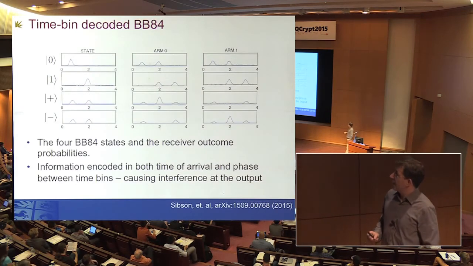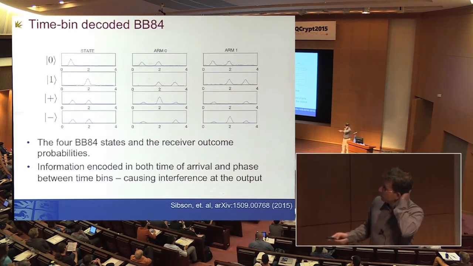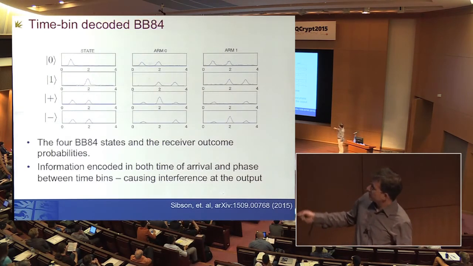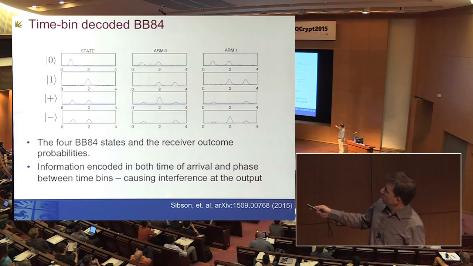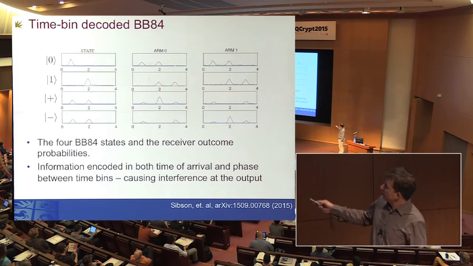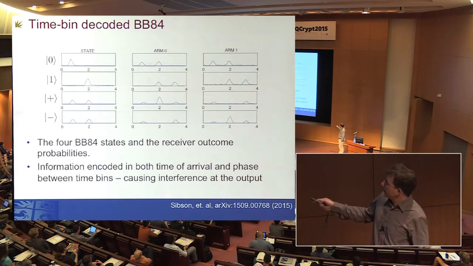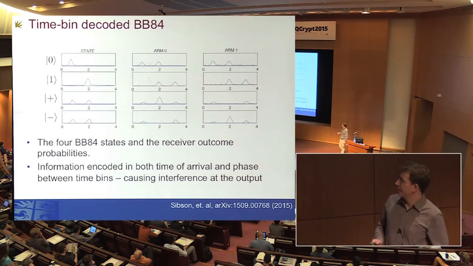So this is an example of the BB84 protocol. These are the 4 different basis states that I mentioned before. And this is what we see in the receiver. And so you can see that your 0 and 1 states are discriminated by the different positions, and your plus and minus states are discriminated by the interference of this peak in the center.